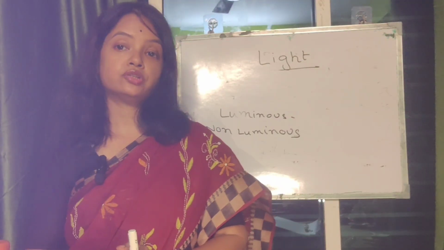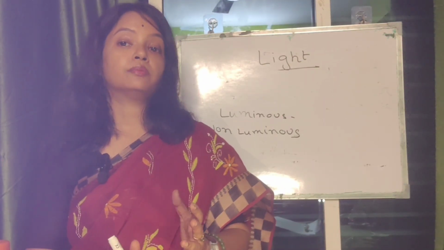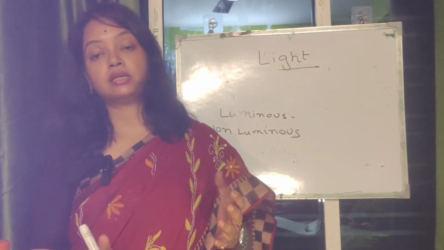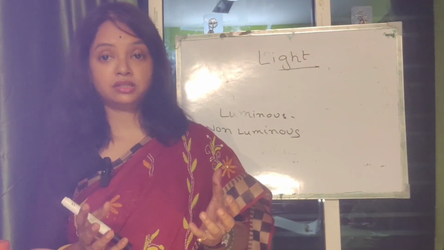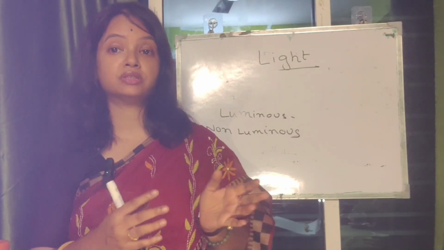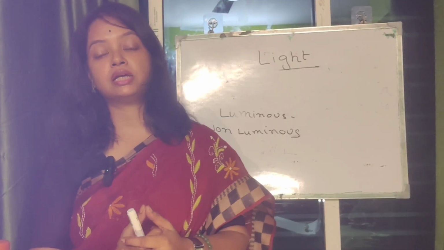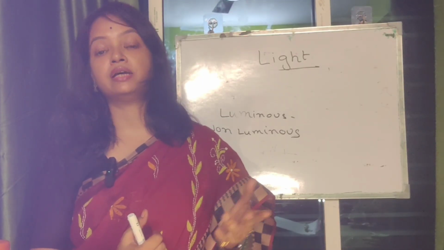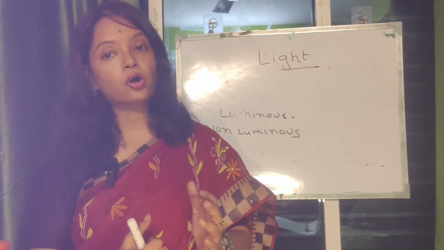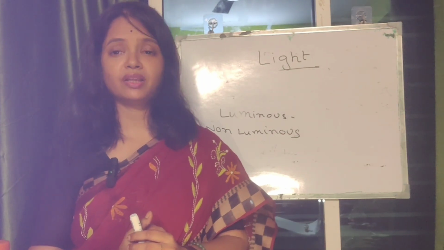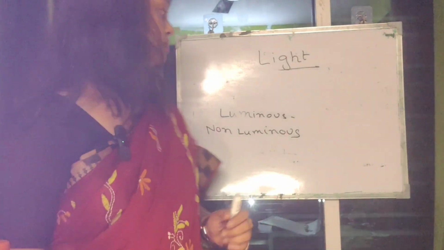Again, according to the capacity of the object, that is how much light they can transfer to the other side, how many light rays they can allow to pass through them, objects are classified as transparent, translucent and opaque objects. Now what is a transparent object?